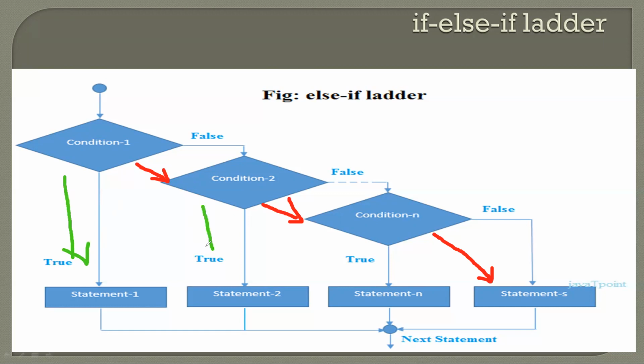If the second condition is true, then it will execute the statements which are under the second if condition, and if the nth if condition is true, then it will execute the statements which are under that nth if condition. So this is how the if else ladder will work. It is very simple. Along with the if and else, we have multiple if else conditions.